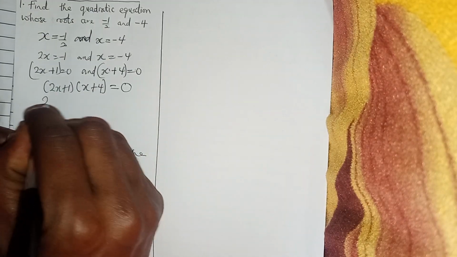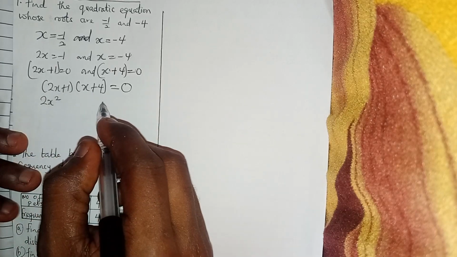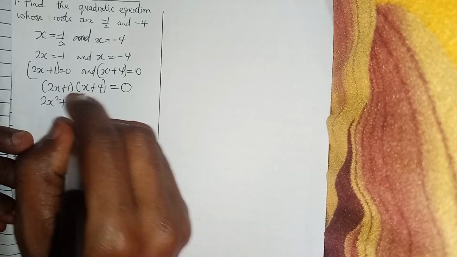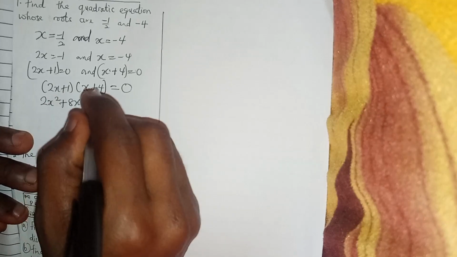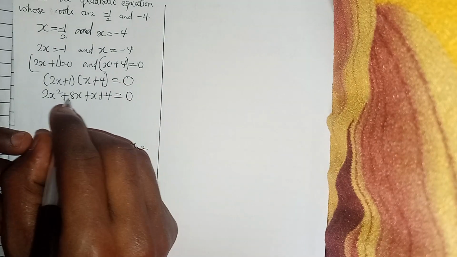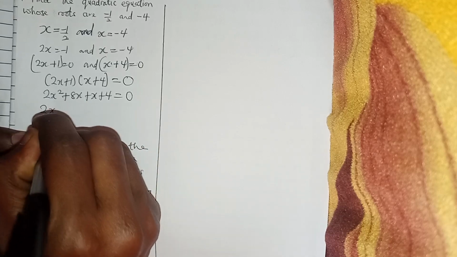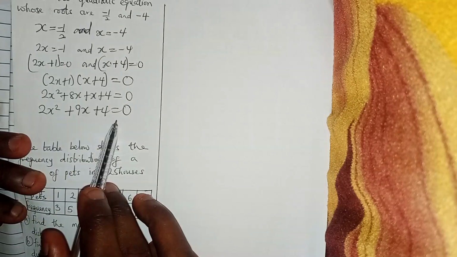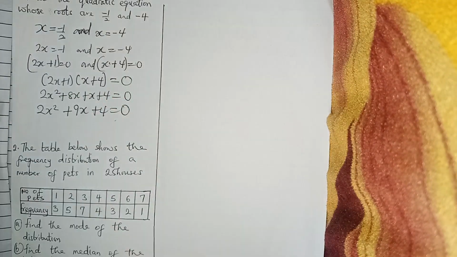Then you expand. So now to expand, I have 2x times x will give me 2x squared. 2x times plus 4 gives plus 8x. This times this will give me plus x. Then we have 1 times 4, that's plus 4, equal to 0. Plus 8x plus x, they are like terms, so I can combine the two. So I have 2x squared plus 9x plus 4 equal to 0. So this is the quadratic equation that gives these two roots. It means when you solve this quadratic equation using any method, you have the answer to be -1/2 and -4.